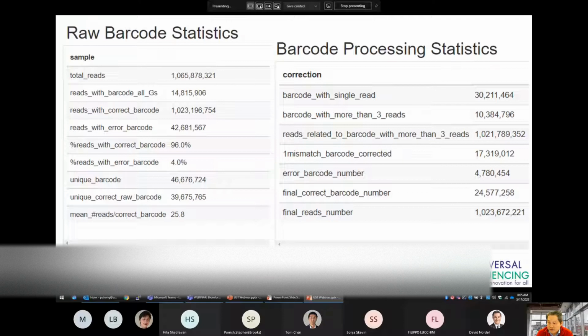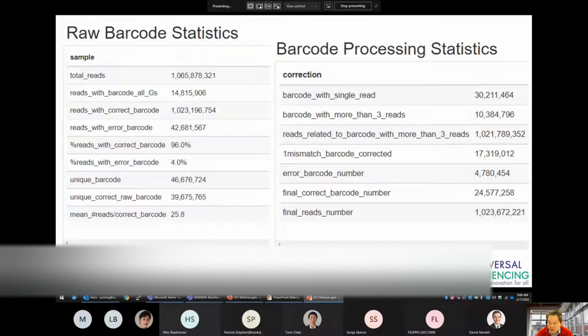While the first section of the TEL read analysis reports on the base quality and composition, the second section reports on barcode and read information, such as the total reads in the sample, the number of reads with total barcodes, and the number of unique barcodes. We anticipate some errors in the barcode sequences. Here you see that 4% of reads have an incorrect barcode. In general, for this particular report, there's 1 billion reads across 46 million barcodes.